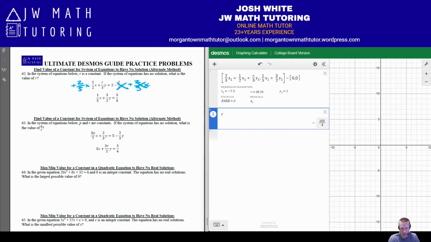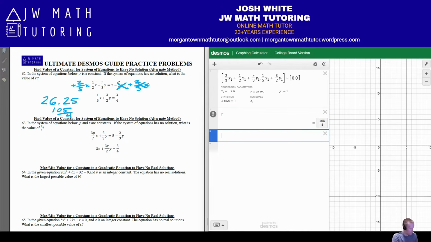26.25, or in fractional form, 105/4. So again, 26.25, or as a fraction, 105/4. Now, let's just confirm visually that this value appears to be correct.